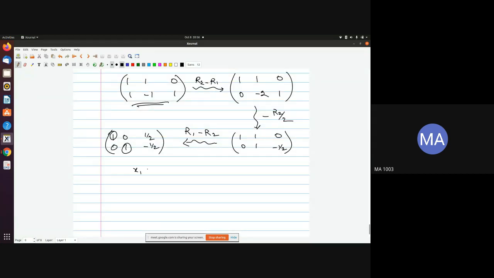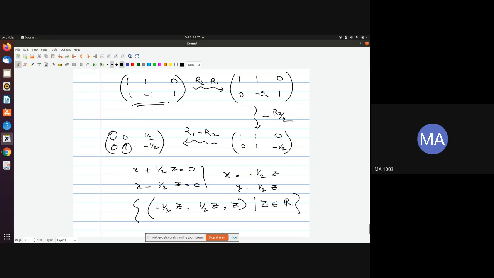So x, y, z are there. So x plus half z equals 0, and y minus half z equals 0. So eventually what I am getting is x is minus half z, y is half z. So it is minus half z, half z, z, where z belongs to R. This is my null space of T, which is the same as the null space of the matrix A, right?